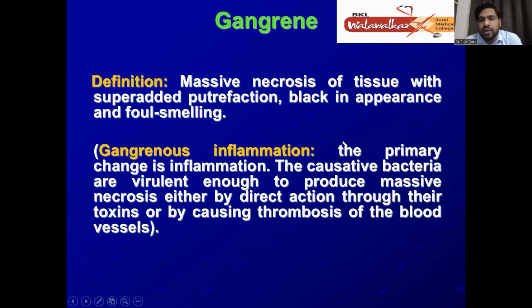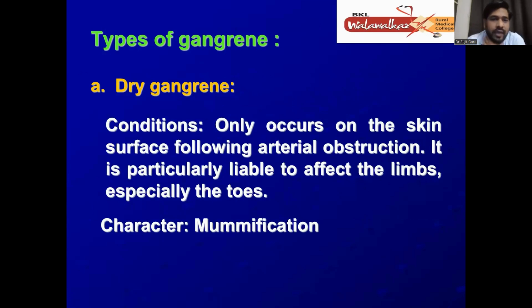Gangrenous inflammation is what? The primary change in the inflammation is that the causative bacteria is virulent enough to produce massive necrosis, either by direct action through their toxins or by causing thrombosis of the blood vessels. So what are the different types of gangrene? The first one is dry gangrene and the second is wet gangrene.